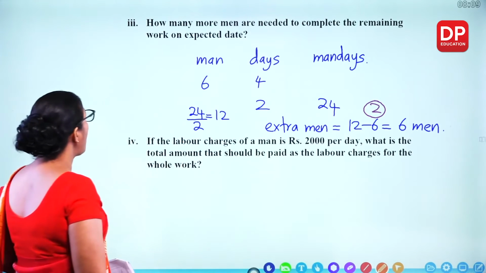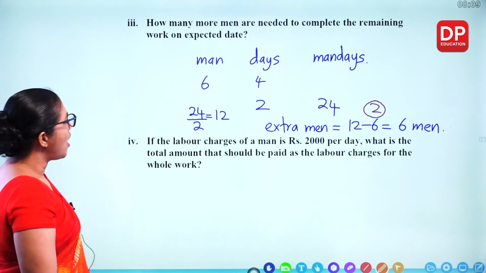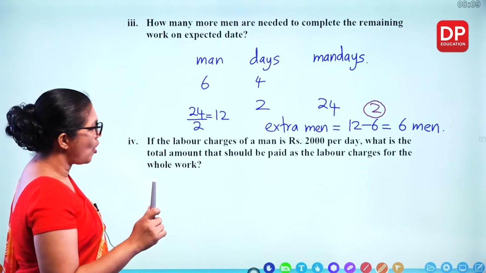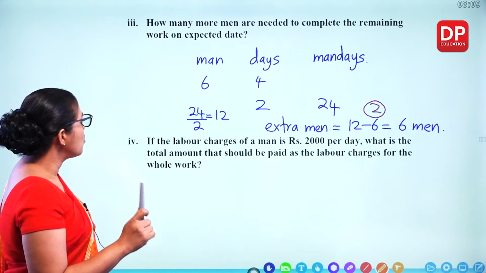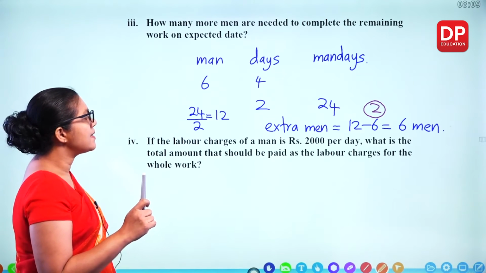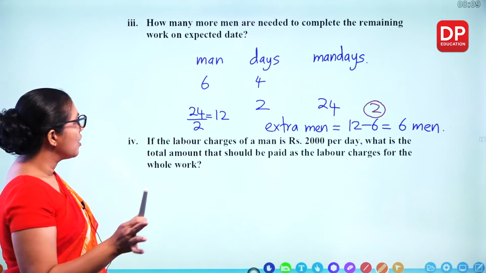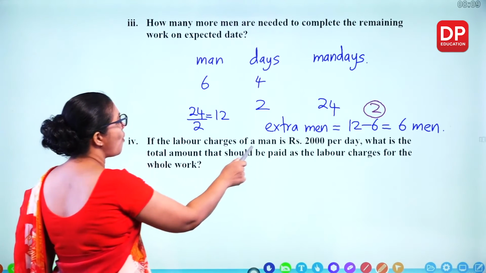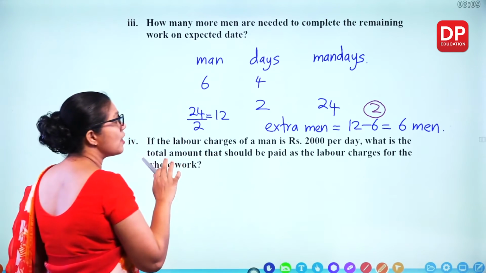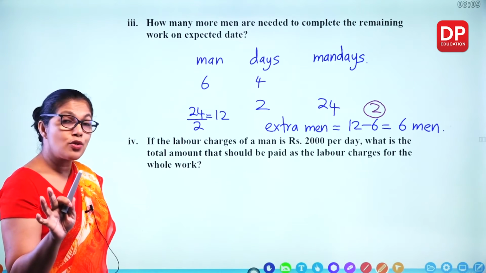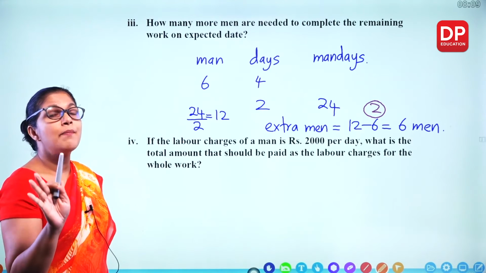Last part for part A. If the labor charges of a man is 2,000 per day, what is the total amount that should be paid as the labor charges for the whole work? So for one person that's 2,000, but to complete the whole task you need 48 man days.